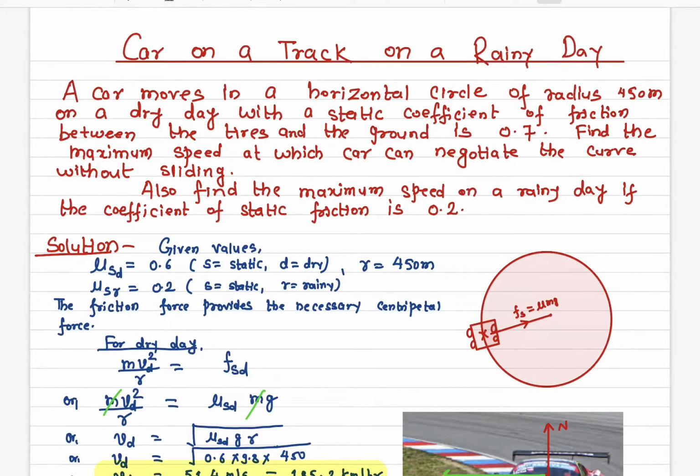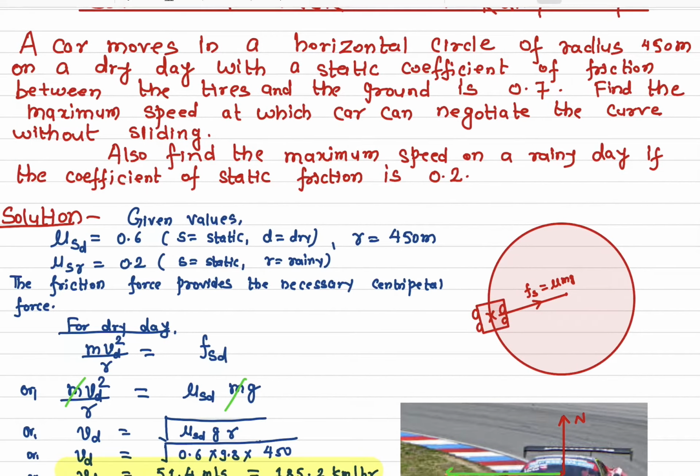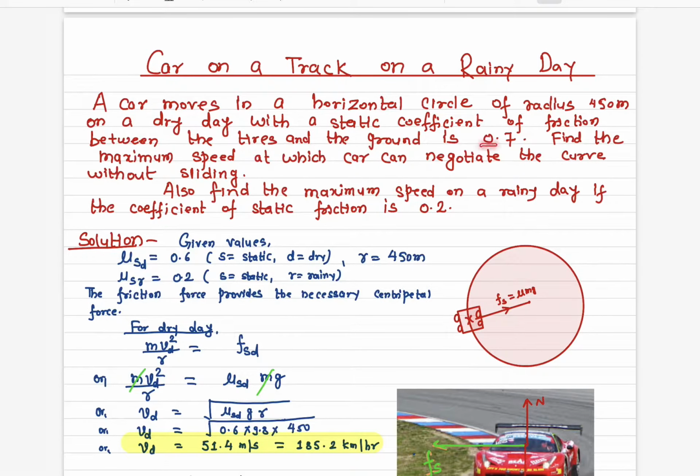In this problem, I'll talk about the motion of a car in a horizontal circle on a dry day and on a rainy day. So a car is moving in a horizontal circle. The radius of the circle is given, which is 450 meters, and the coefficient of static friction between the car tires and the ground is 0.7 on a dry day.